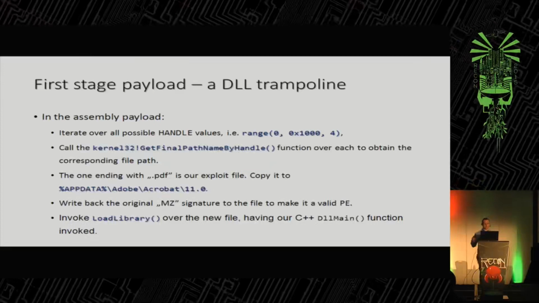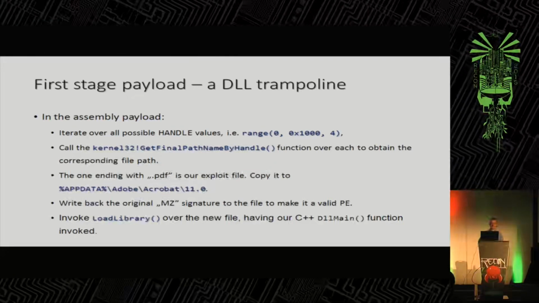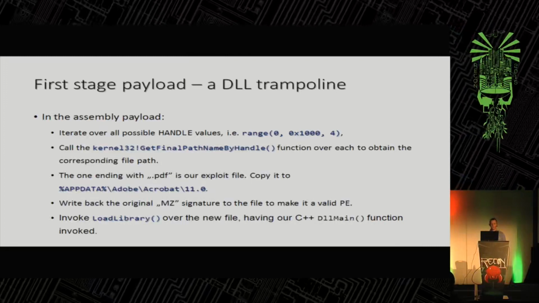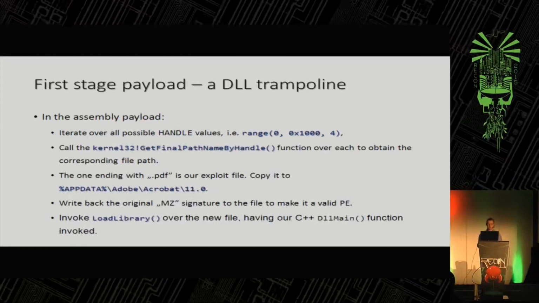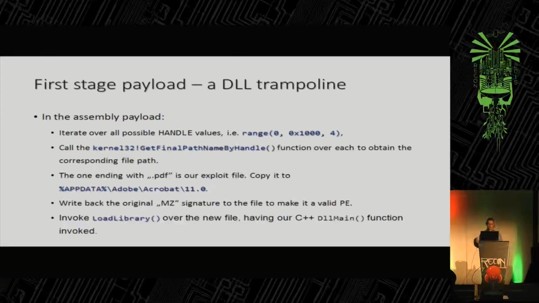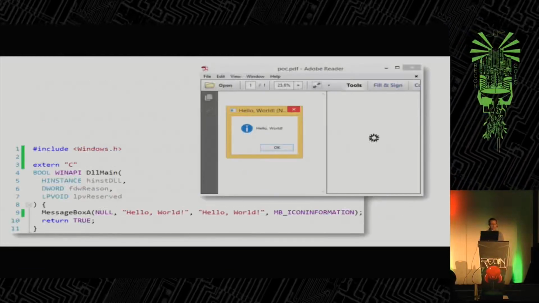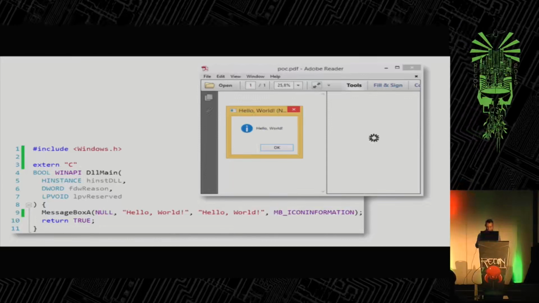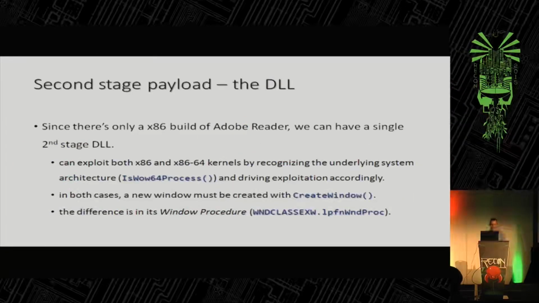And then in the assembly payload, what I decided to do would be to iterate over all possible handle values within some sensible range, then get the name of each of the objects of the handles and see if it ends with .pdf. If it is, then I just assume it's our PDF file because it's the only one currently handled by the renderer process. And I would write back the original MZ signature after copying the file into the temporary directory and then invoke LoadLibrary over that file within the temporary directory. And you can see that after I did it, it worked pretty well. I could actually write a C++ second stage payload, and it would show as a message box inside of Adobe Reader. So I could now write C++ code that could elevate privileges pretty conveniently.